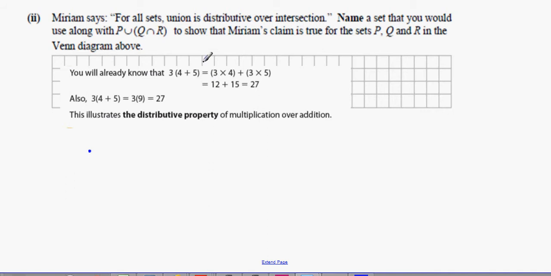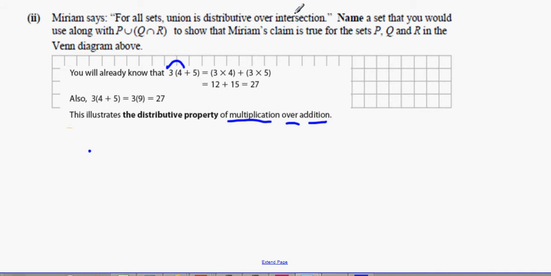Now, we already know that, just from general multiplication, that 3 multiplied by 4 plus 5 equals 3 multiplied by 4 plus 3 multiplied by 5, which is 12 plus 15, which gets us 27. Also, if we were to add the bracket first, we get 3 times 9, which is 27. This illustrates the distributive property of multiplication over addition. So the bottom line is that we can multiply before we add.